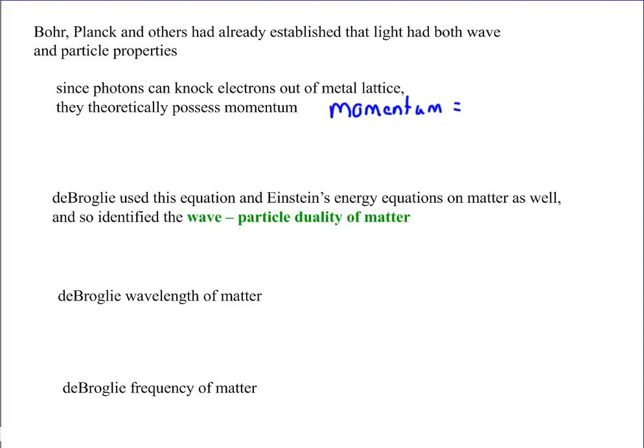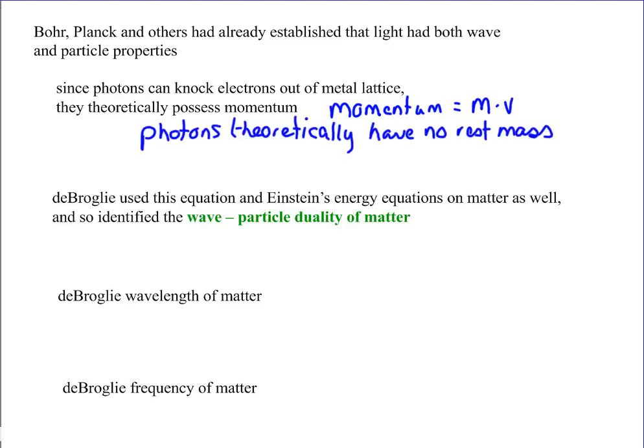Momentum is the mass of an object times its velocity. And photons theoretically don't have a rest mass. This leads us a little bit into relativity and special relativity, because those theories say that the faster something goes, the more massive it becomes. So if we have these photons traveling close to or at the speed of light, they are actually going to possess some very tiny amount of mass.